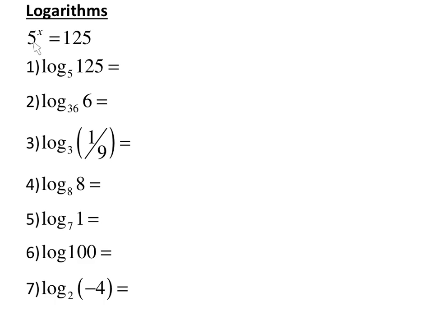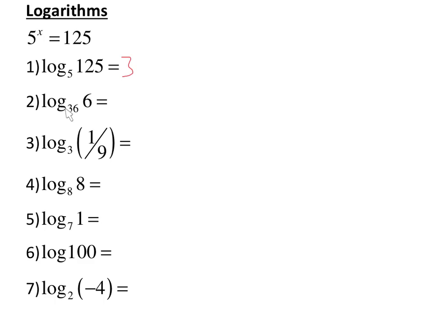Alright, 5 to the what power is 125? We're going to use logarithms to solve that. Now you can look at this and probably figure out that the answer is 3. Well, when you write it in something called logarithms, this is how we write it. It's saying 5 to the what power is 125. And we know that is 3.